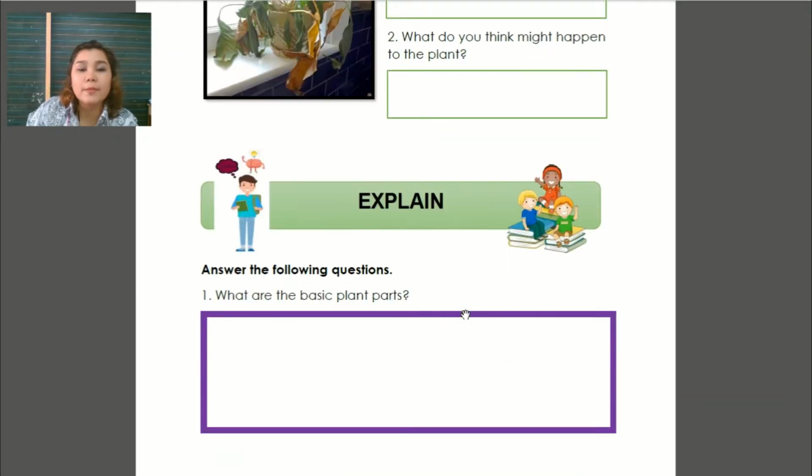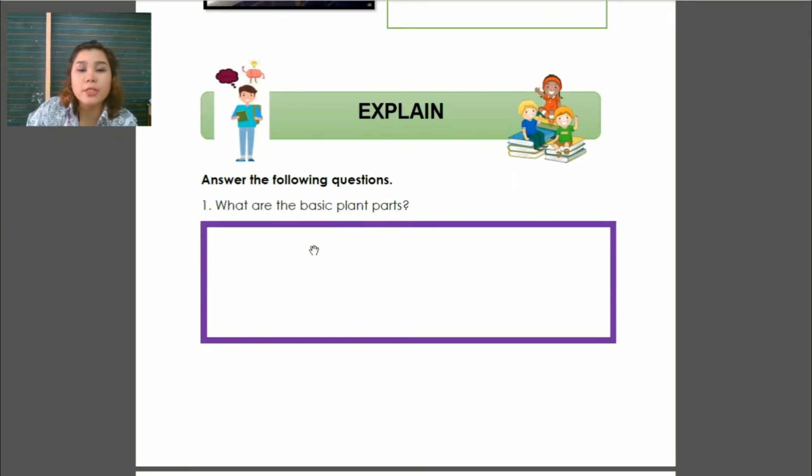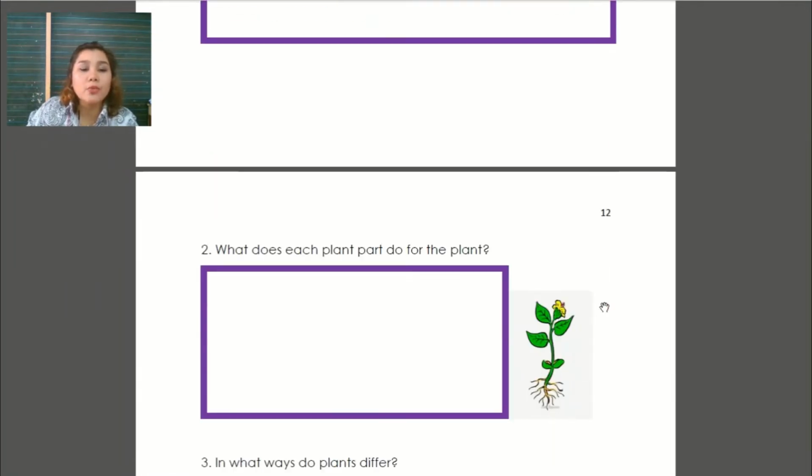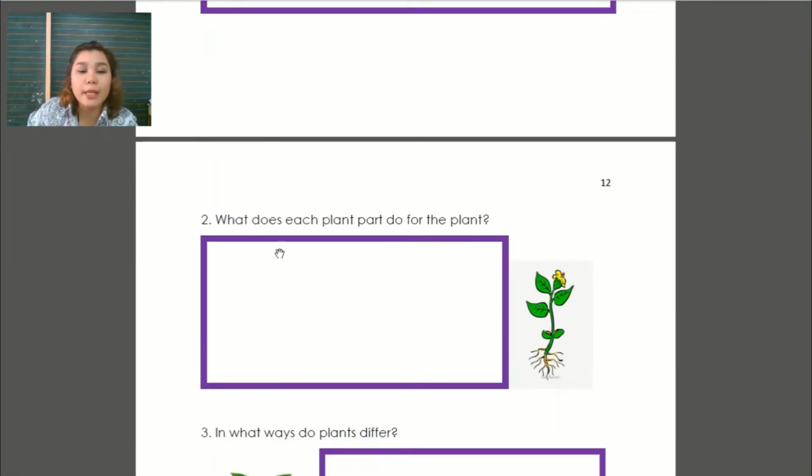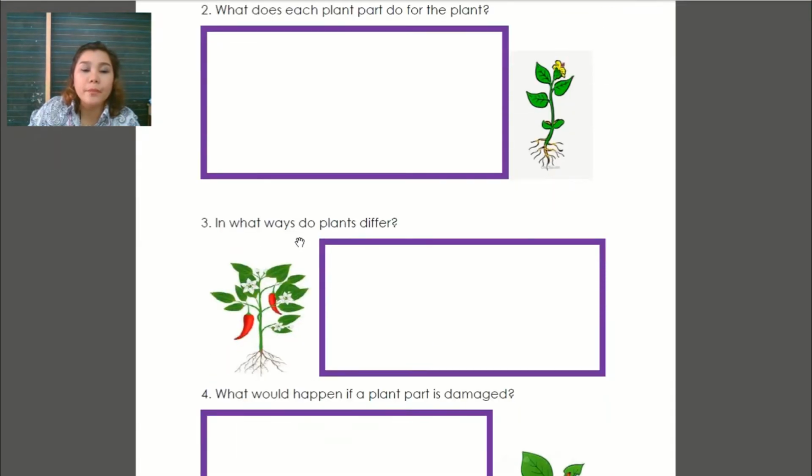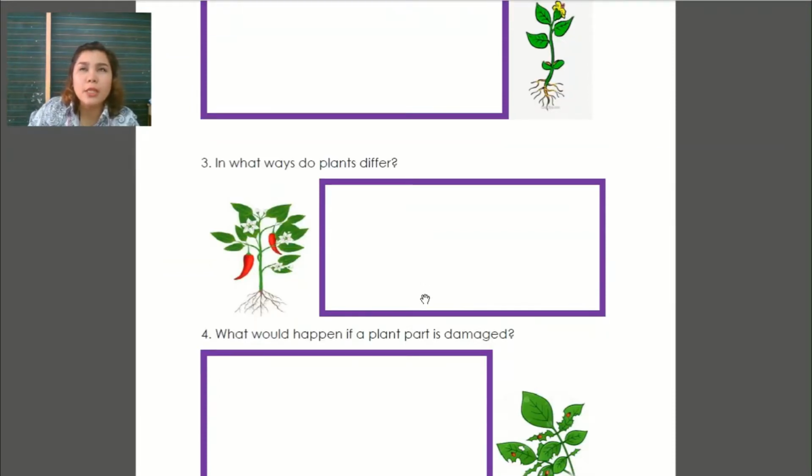And then explain part. Answer the following questions. Again, short answers will be required. Number one, what are the basic plant parts? You just list them down. Pwede you can put numbers para you won't get confused. And then number two, what does each plant part do for the plant? After you name the part, then short answer, what does each part do? And then, in what ways do plants differ? Ano yung mga pinagkaiba with the plants that were shown to you? You can name 3.